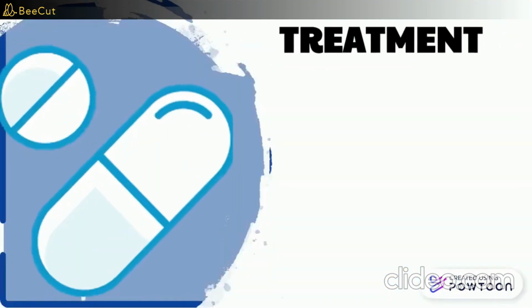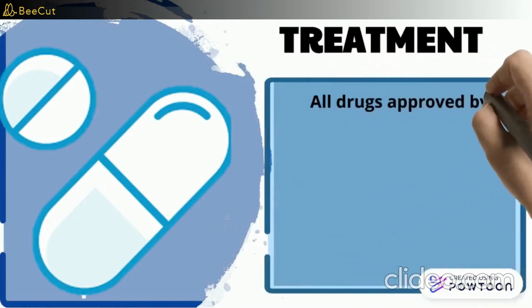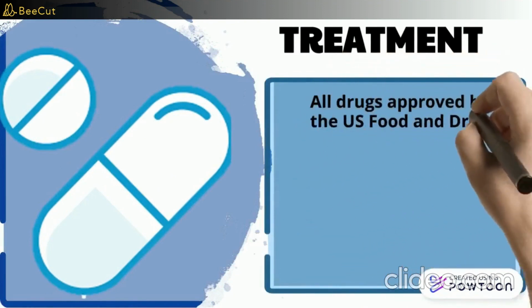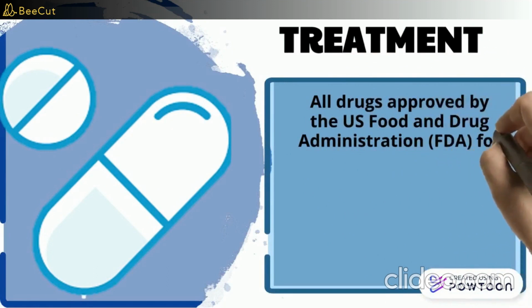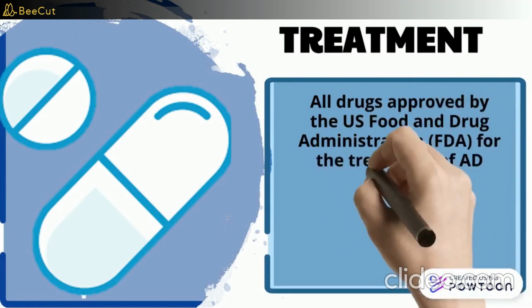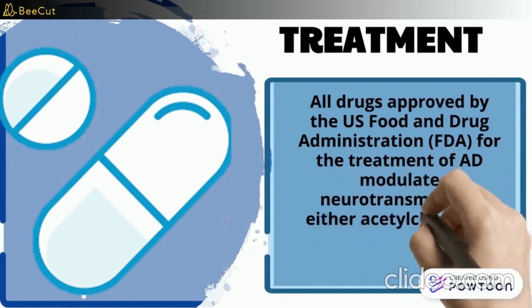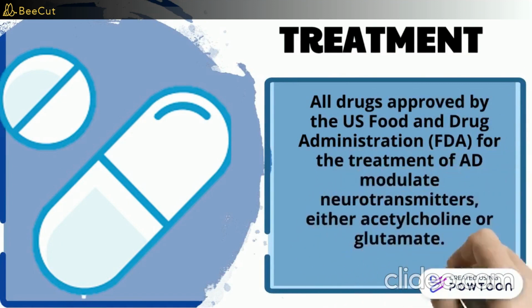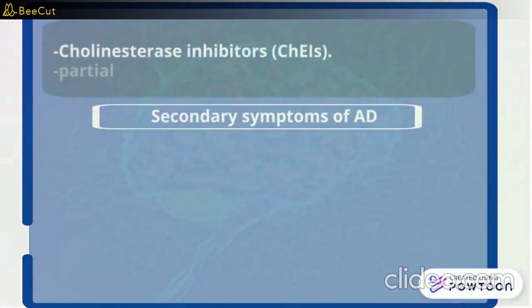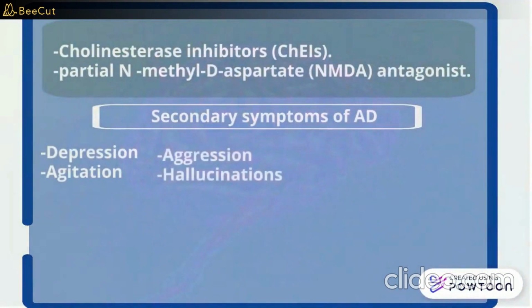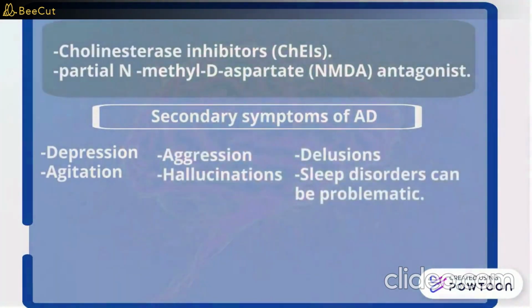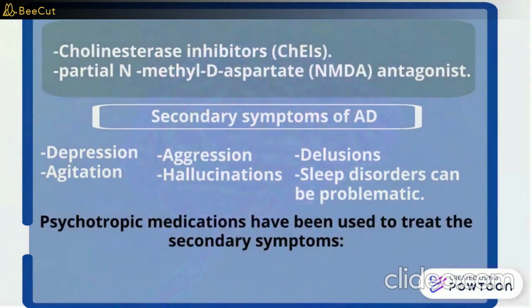Treatment. To date, only symptomatic therapies for Alzheimer's disease, AD, are available and thus do not act on the evolution of the disease. All drugs approved by the U.S. Food and Drug Administration, FDA, for the treatment of AD modulate neurotransmitters, either acetylcholine or glutamate. The standard medical treatment for AD includes cholinesterase inhibitors, ChEIs, and a partial N-methyl-D-aspartate, NMDA, antagonist.